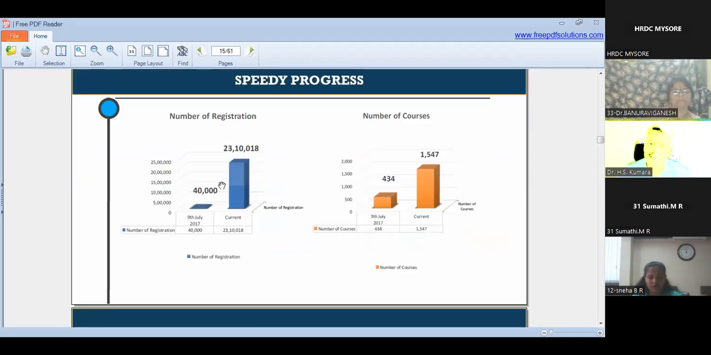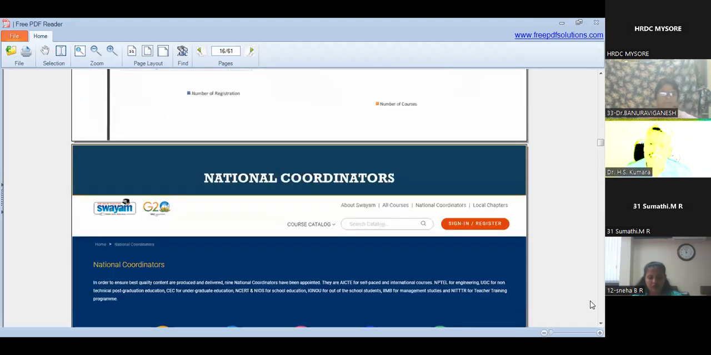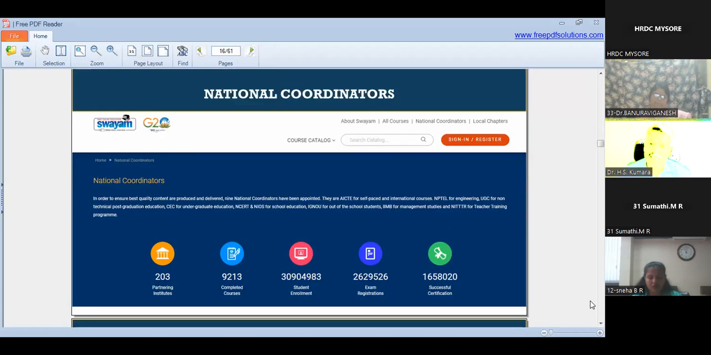We went from 40,000 suddenly to 23 lakh students, and this is an understanding across the entire country. We have 9 national coordinators coordinating massive open online courses under the Swayam platform. Looking at the data, almost 203 partnering institutions are developing e-content, which is then made available under the Swayam platform.